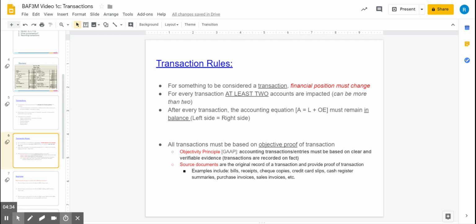So if this is feeling confusing, it won't for long. I'll give you a bunch of examples starting in the next slide, and hopefully these very simple rules will make total sense. It's very logical. All transactions must be based on objective proof of transaction. So that's just an important note that has to be said here.